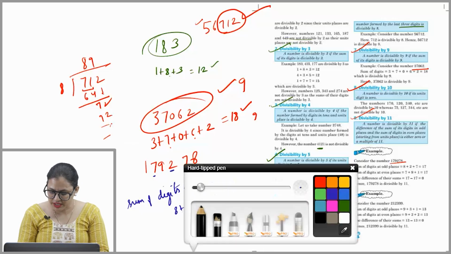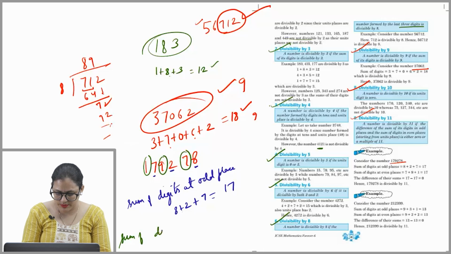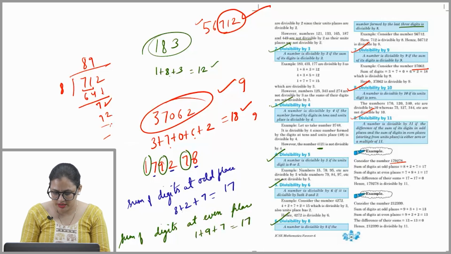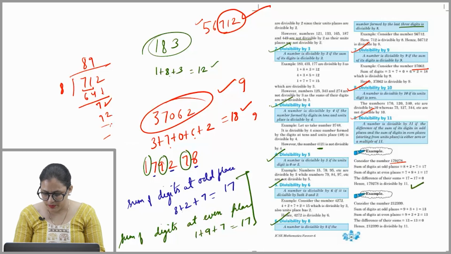Now, remaining digits are digits at even places. Now, sum of digits at even places: 1 plus 9 plus 7. 1 plus 9 is 10, plus 7 is 17. Now, difference of these is what? 17 minus 17 is what? 0. That means this number is divisible by 11.